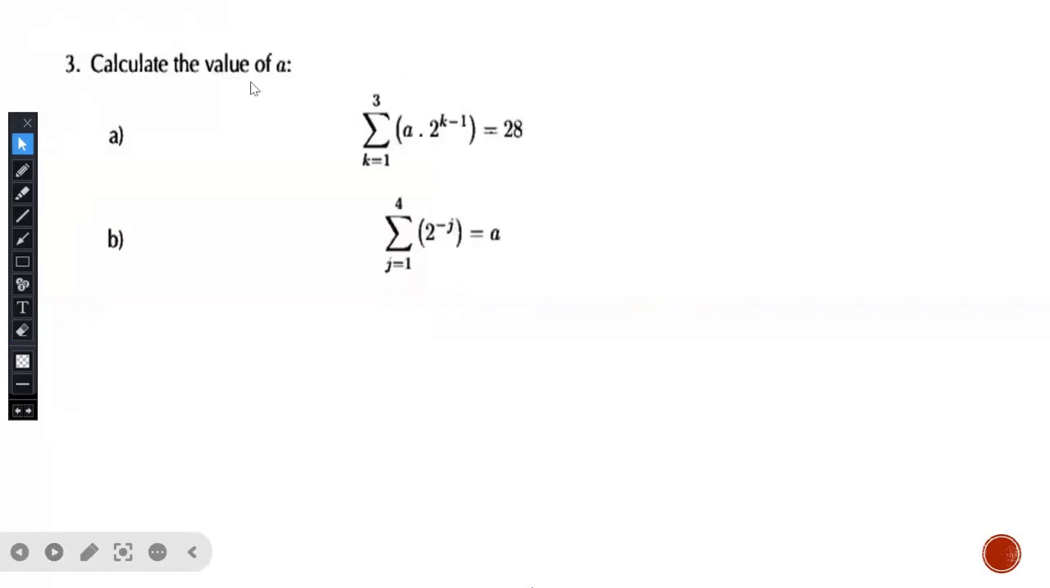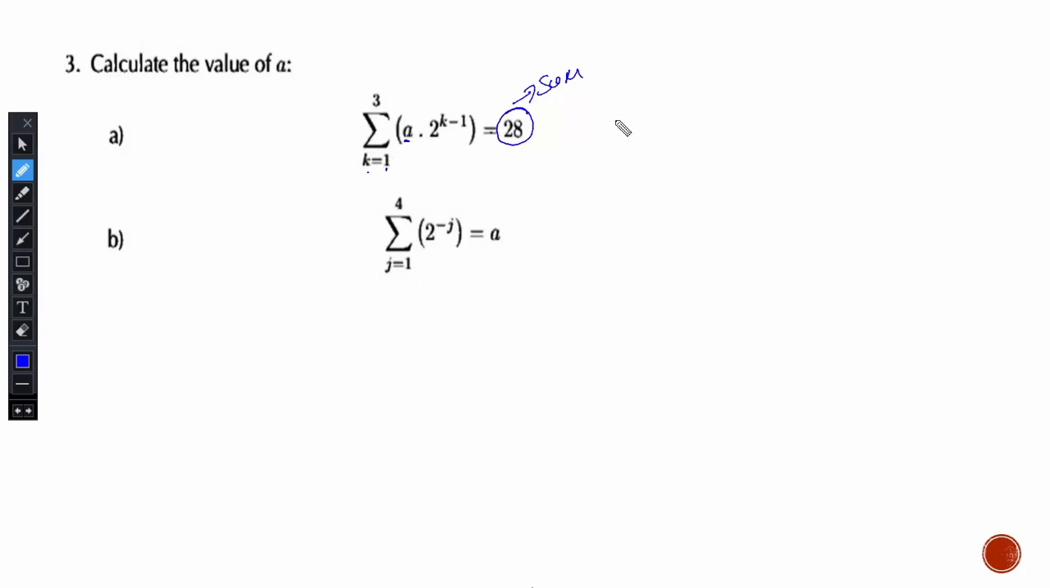Now, here they're saying calculate the value of A. We must calculate the value of A. Now, looking at this, we can see that we are already given the sum. Remember, what comes after the equal sign, we did speak that this represents the sum, right? So in this case, we want to calculate the value of A, right? We can see that K is running from 1 all the way to 3.